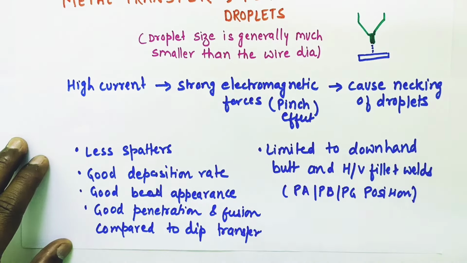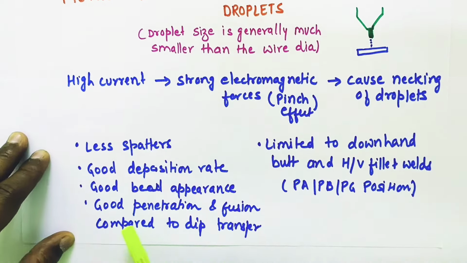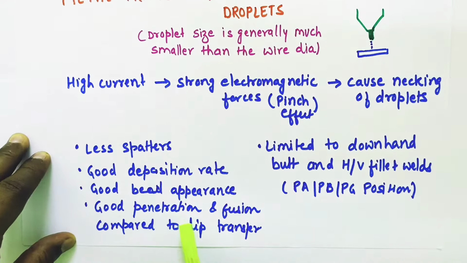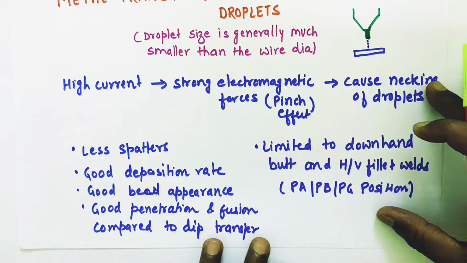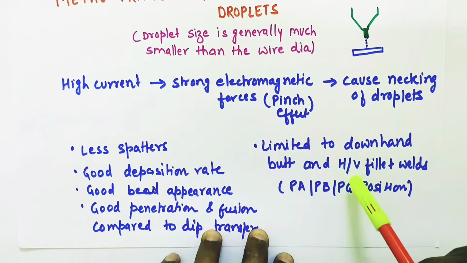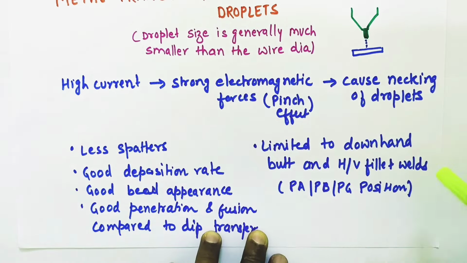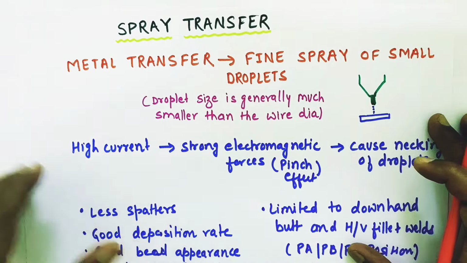Now the features of spray transfer are less spatters, good deposition rate, good bead appearance, good penetration and fusion compared to dip transfer. Now there is a very big limitation, and that is it is limited to downhand butt and horizontal-vertical fillet weld only, that is PA, PB and PG position. So the position limitation is a very big limitation of spray transfer.